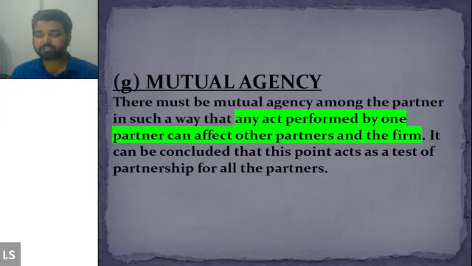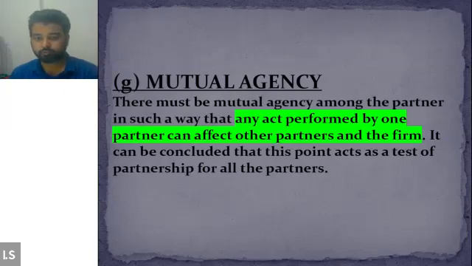Now the second last point, I guess, is mutual agency. Under the mutual agency feature, it is written that a partner in a partnership firm is considered as both agent and principal for each other. That means an act performed by one partner can affect the other partners. The other partners will automatically become liable for the act performed by one person.